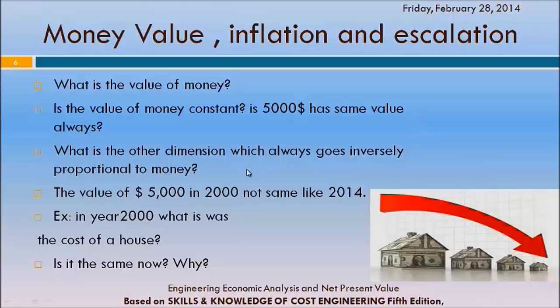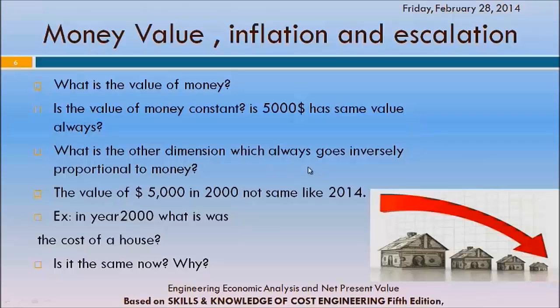Okay, let us answer the first three questions. The value of money is the value of the commodity or the goods which you are buying. So is the money constant? For sure it's not constant. $5,000 does not have the same value always. So as a result, what goes inversely proportional to money? Time.